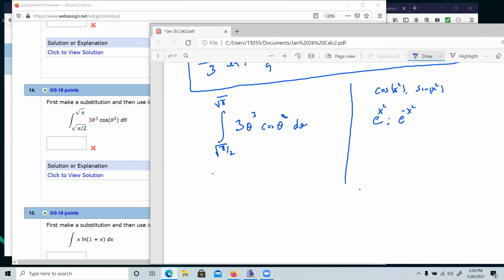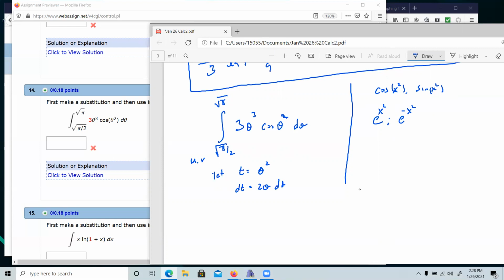So why don't we say something like this? What letter do you like? I'm going to save u and v for the integration by parts part, so pick a different letter. Okay. How about we let t equal theta squared? And every time you make a substitution in calculus, you'll always take its derivative. So let's see what happens here.